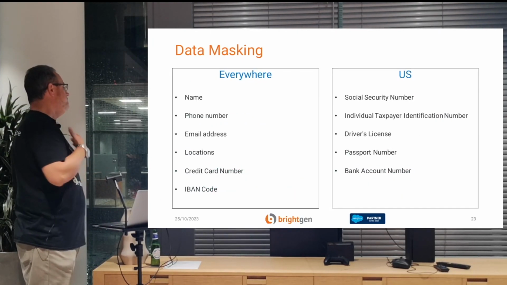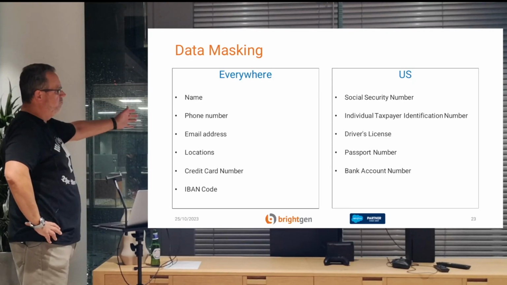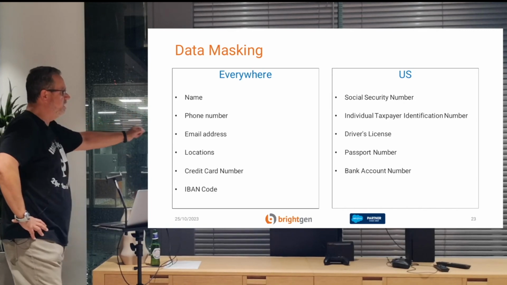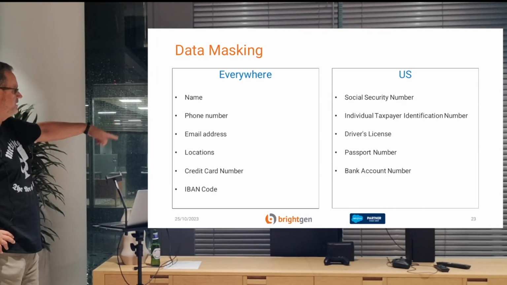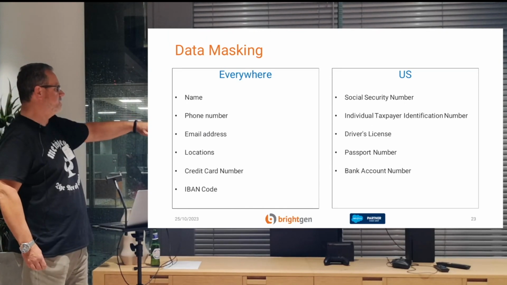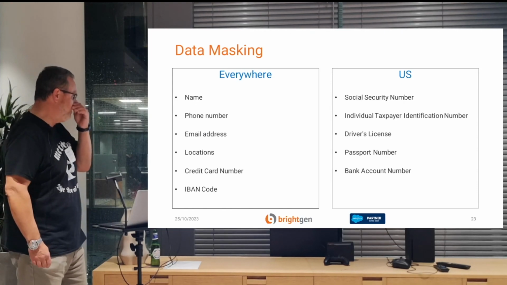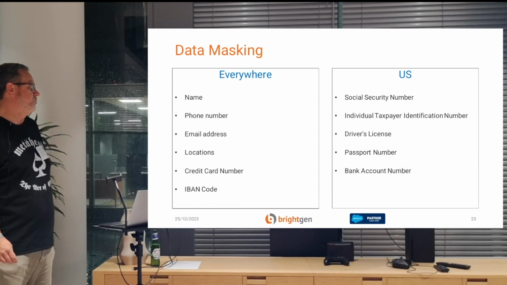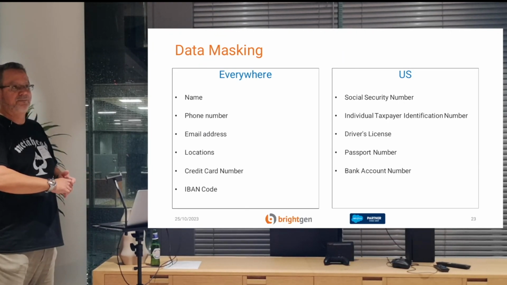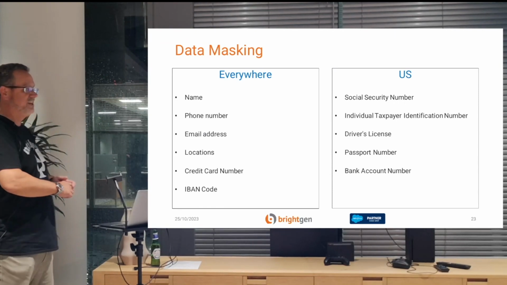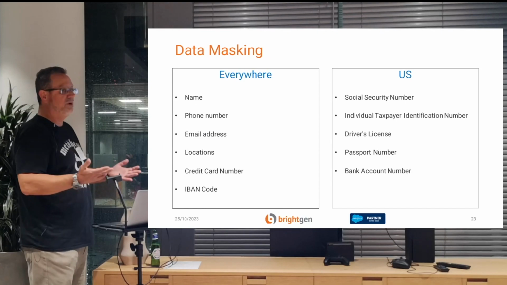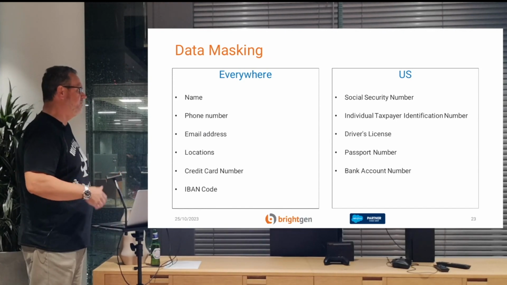So data masking, regardless of where you come from, it'll be looking to mask names, full names, first name, last name, middle name, whatever, phone numbers, email address, locations, credit card numbers, and IBAN codes. If you're in the US, again, very US-centric, social security number, individual taxpayer identification number, driver's license, passport number, bank account number. Things like passport numbers are 9-digit code, so I guess it'll probably mask all 9-digit codes rather than saying, does that match a pattern which is appropriate for a passport number? Same with bank account numbers, so you probably find it will mask a lot of things. And you might get the odd false positive there.